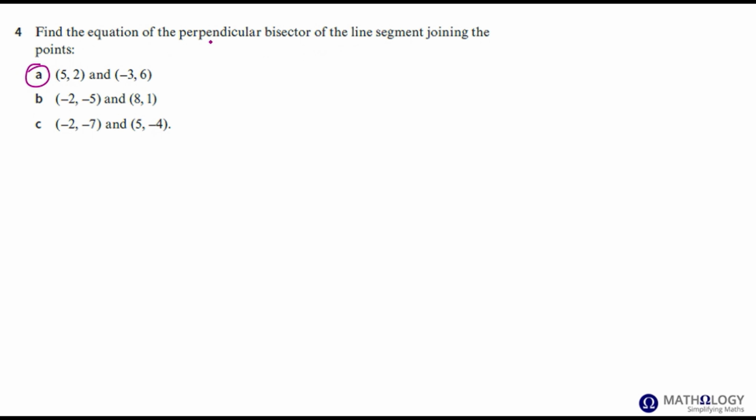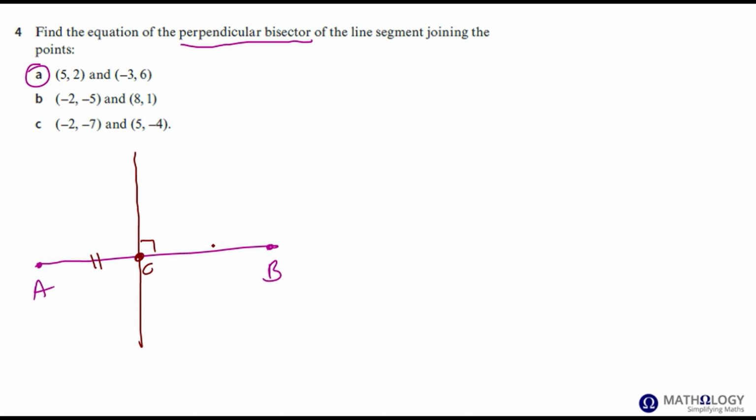Okay, so let's first define what's meant by a perpendicular bisector. If we've got a line, we'll call this line AB. The perpendicular bisector of AB is another line that will cut AB in half, and it will be perpendicular to that line. It will cut that line at 90 degrees and cut AB in half. In other words, AC equals CB. C will be the midpoint of AB.